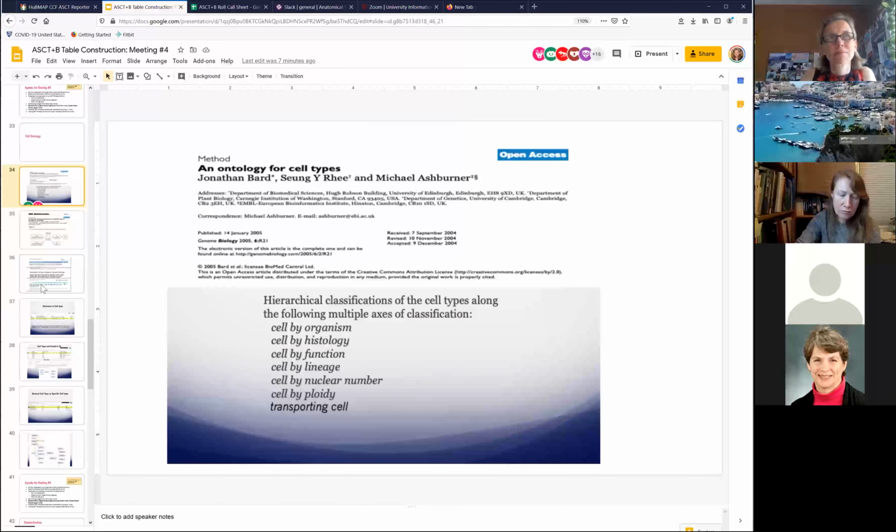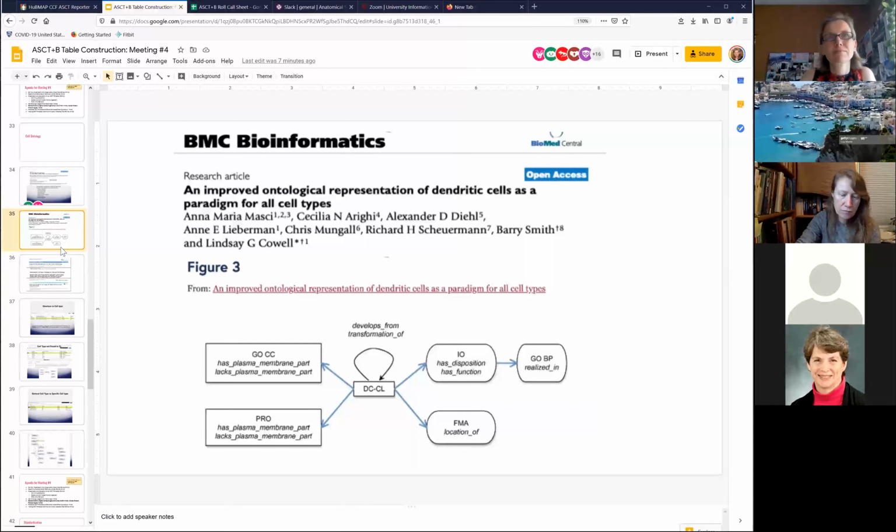So next slide. In 2009, when I started working on the ontology, together with Lindsay Cowell, we decided to use one cell type, in that case a dendritic cell, to see if we could change the approach, which could then be used to modify and update all of the cell ontology. And so that's what we really did.